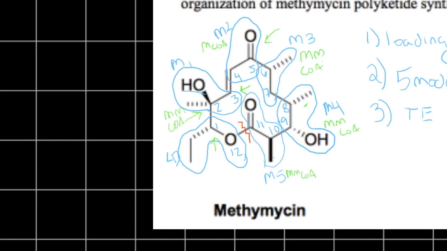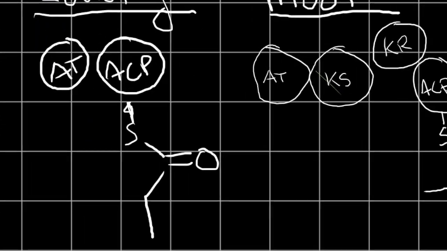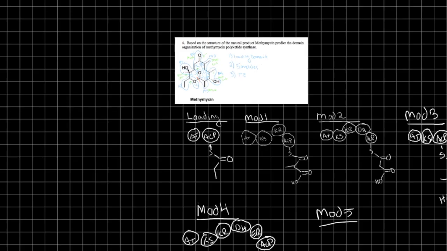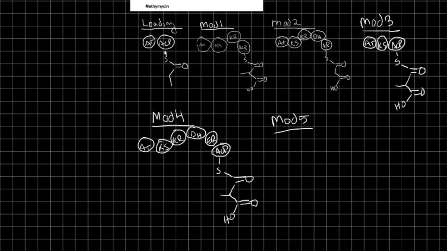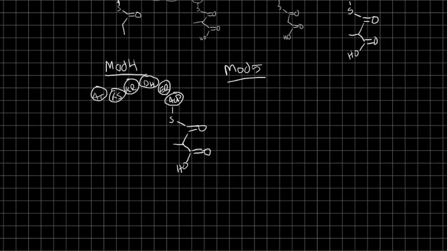And once again, we're going to look at the previous position. So this 9 position is a hydroxyl group, which means that the ketone had to get reduced to the hydroxyl group. So once again, we have a module that has the AT, KS, KR, and ACP, and it selects and loads for methylmalonyl-CoA.